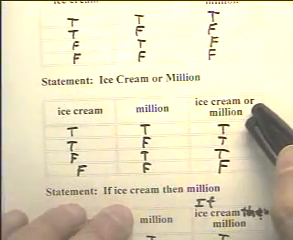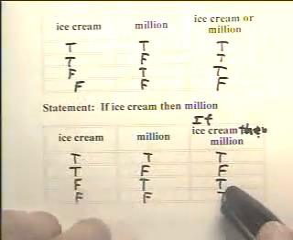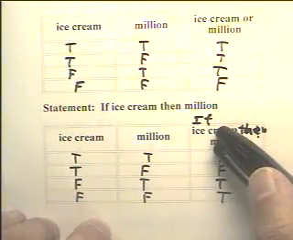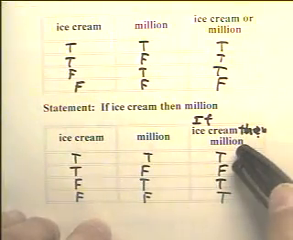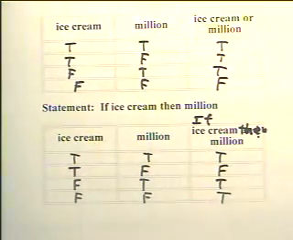The OR can only be false if you don't get either, if they're both false. The if-then can be false only if the condition holds, but the thing that's supposed to follow doesn't. And that's what makes this false. The condition holds, the thing that's supposed to follow does not.